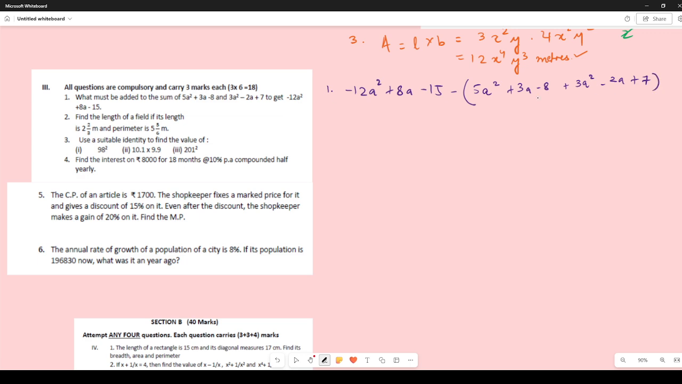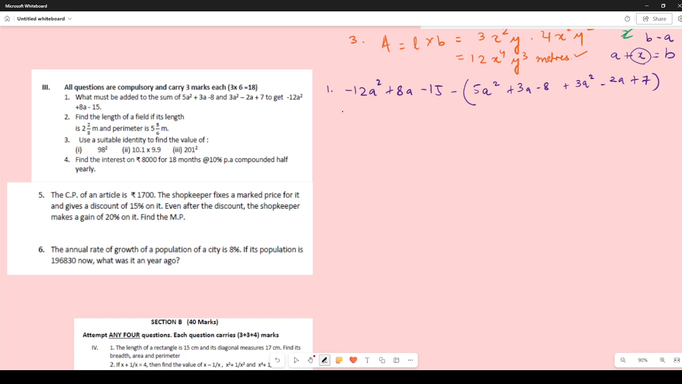So you see, what must be added to the sum of this to get this? That means this is lacking something which is not yet completed by this. Let us say this sum is A, right? So something must be added to A to get B, right? So what should this be? What must be added to this? This will be B minus A. So B is this one and A is this sum.